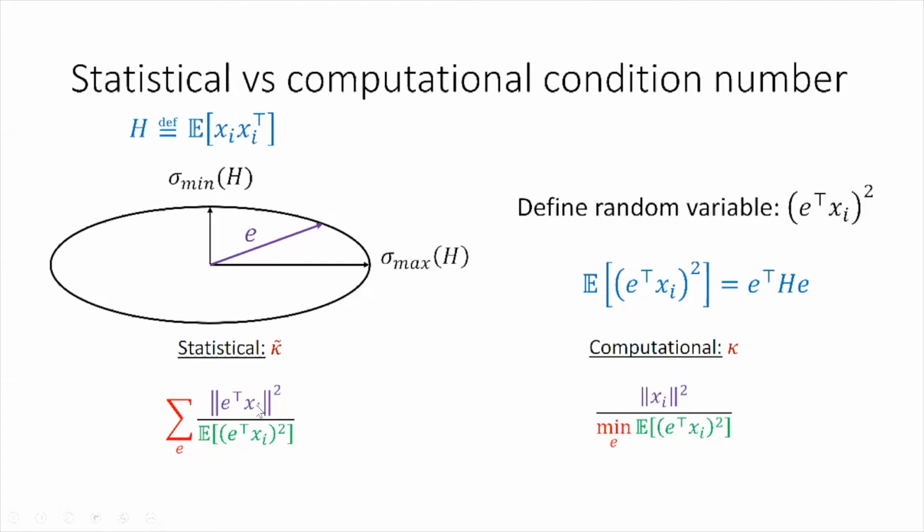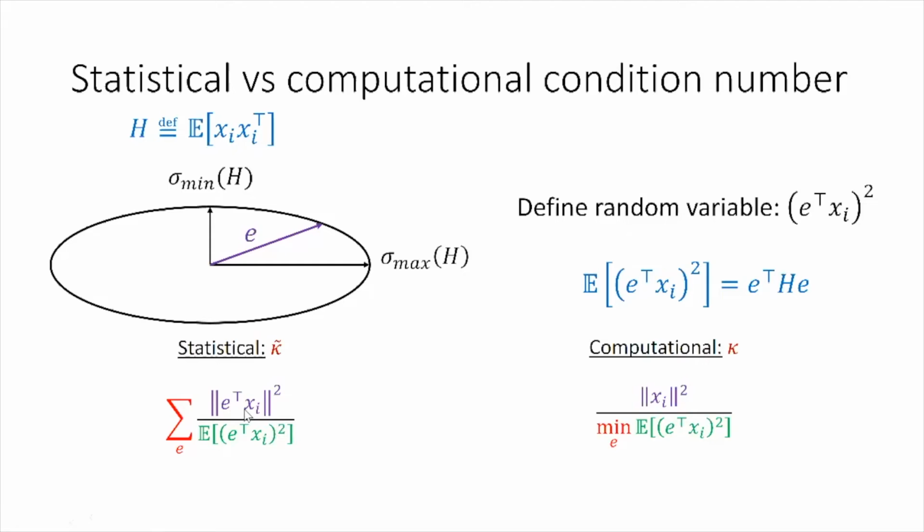On that particular direction, the condition number is about the average value of xi in this direction. So we look at the norm of E transpose xi whole square divided by the expected value that this quantity takes, for any given vector E, and then we sum it across all the different eigen direction basis of the matrix H. This basically tells us that we can have larger norm in some directions, but as long as the corresponding expected value is also large, then we'll be able to approximate that direction fairly quickly.